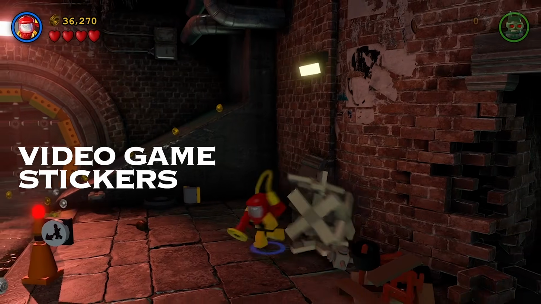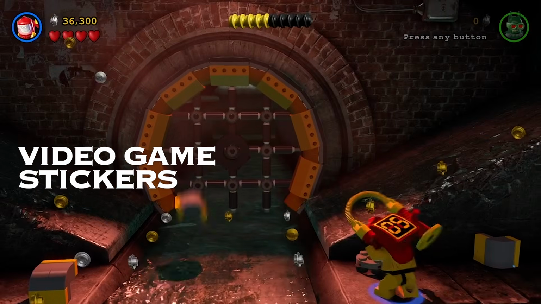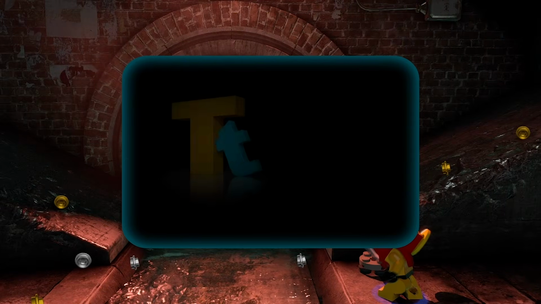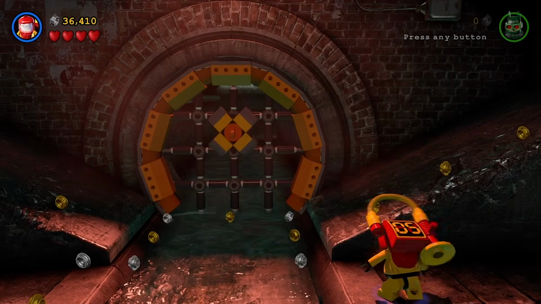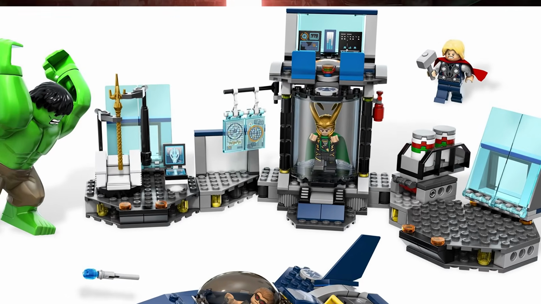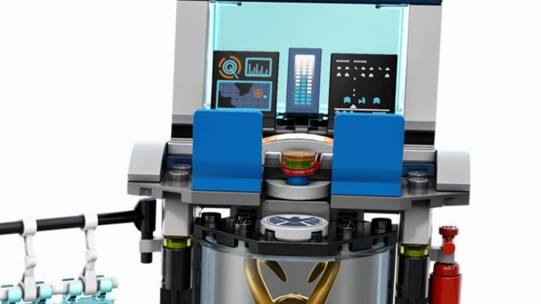Video game stickers. In 2012's The Avengers, there's this scene where Tony Stark calls out a S.H.I.E.L.D. agent for playing Galaga on his computer aboard the helicarrier, and LEGO referenced this with one of these stickers in the Hulk helicarrier breakout set.